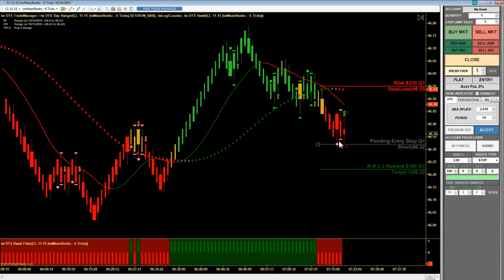The hash mark, by the way, is merely a suggested entry. You don't need to take your entry right on the hash mark. You can see in this case, if I offer up a couple of ticks, I can take my entry below the low. Crude oil is moving a little bit sideways because we've got the crude inventory report in about 10 minutes.